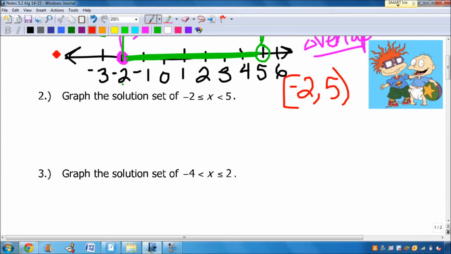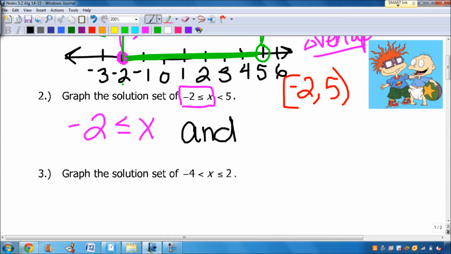All right, question number 2. Graph the solution set of -2 is less than or equal to x is less than 5. Well, the first thing I'm going to do is split up my double inequality so I can see them separately. Now, if it's all stuck together, it means that both have to work, which means that it's an "and" problem. So my first inequality would say -2 is less than or equal to x. Then I have to say "and," because it has to satisfy both of them.